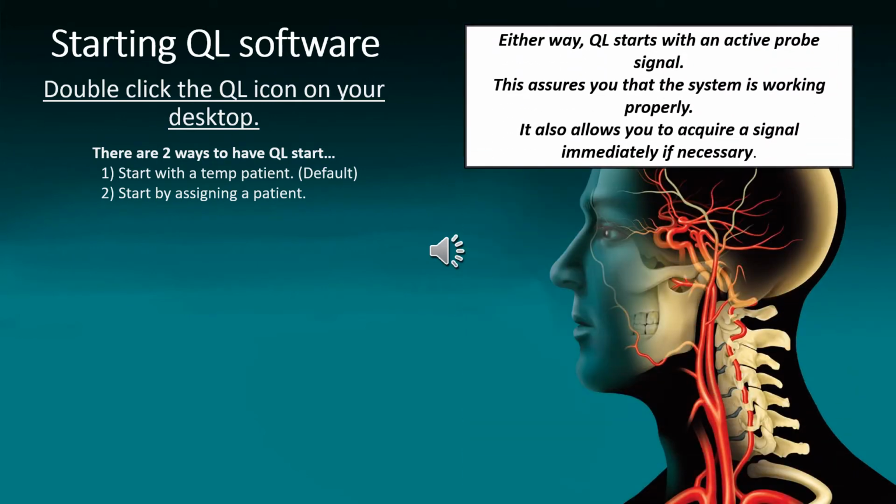Whether QL starts by assigning a patient or with a temporary patient, the system comes into a live mode immediately. This allows you to acquire a signal quickly if necessary, and it also assures you that the system is working properly. To pause live mode, just hit the space bar.